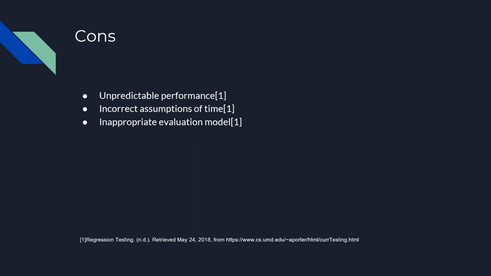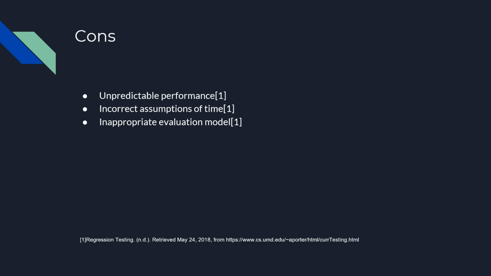There are three main cons that are associated with regression testing. The first is unpredictable performance. Regression testing techniques sometimes save time and money, but they also sometimes take all the original test cases and continually use them over and over again. This makes developers using regression techniques most of the time worse off because it takes more time and more money to use. The second con is that it can sometimes use incorrect assumptions of time.